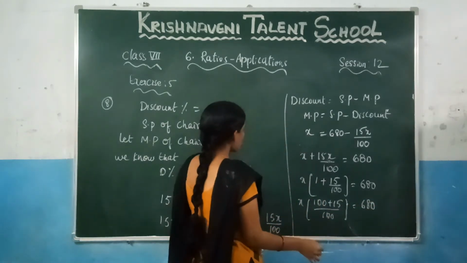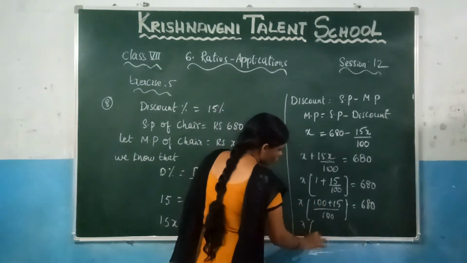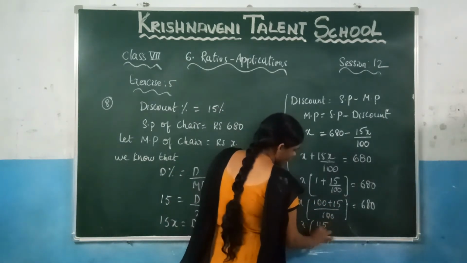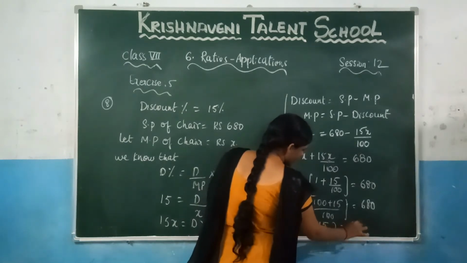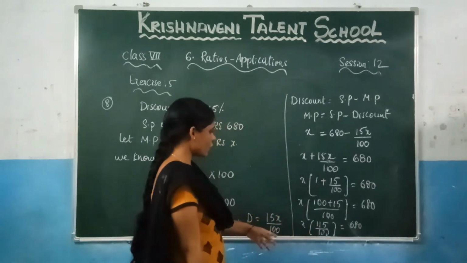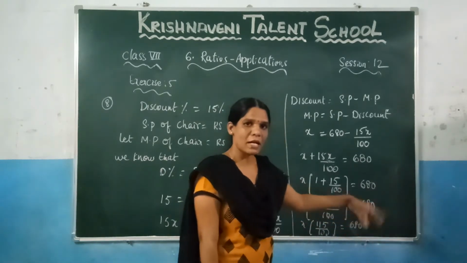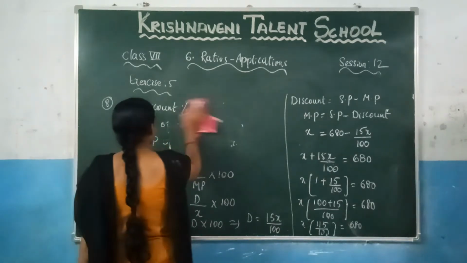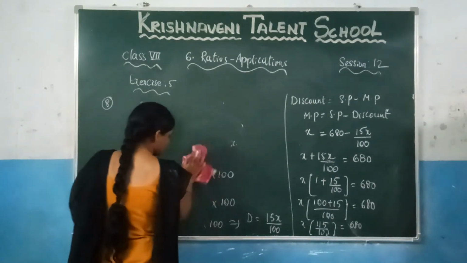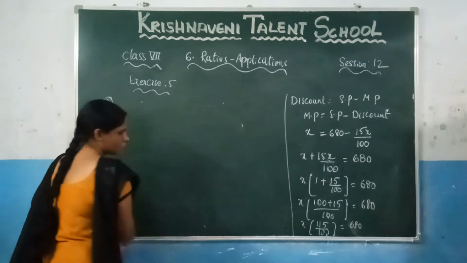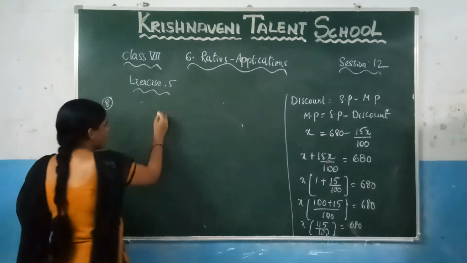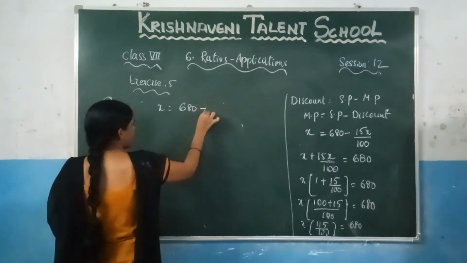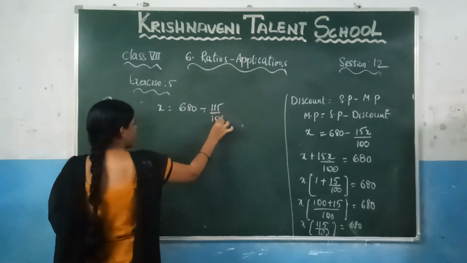And after that what you will get here? x into the value of 100 plus 15, which is 115 by 100, is equal to 680. So what is the value of x? If you take this value to this side, it will become division. So x is equal to 680 divided by 115 by 100, right?